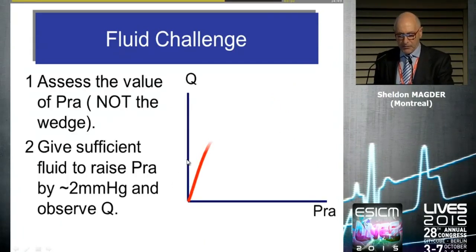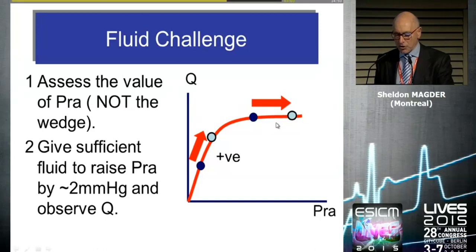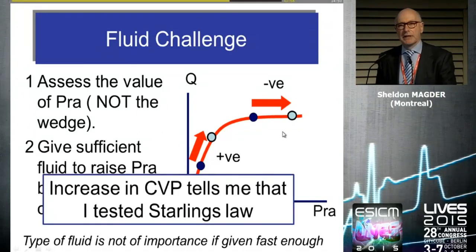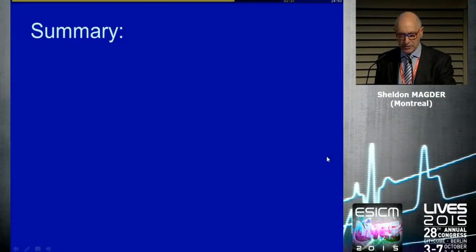So if I have a rise in CVP and a rise in cardiac output, I know I'm on the steep part. And if I have a rise in cardiac output with no change in CVP, even about 2 millimeters of mercury, then that tells me they're not responsive. An important part of the CVP is telling you that when you gave your volume challenge, you actually tested Starling's law. Because if the CVP didn't change, I don't know whether I gave enough or whether it's not working. And the type of fluid is actually not important. You just want to know that you actually raised the CVP and tested Starling's law.